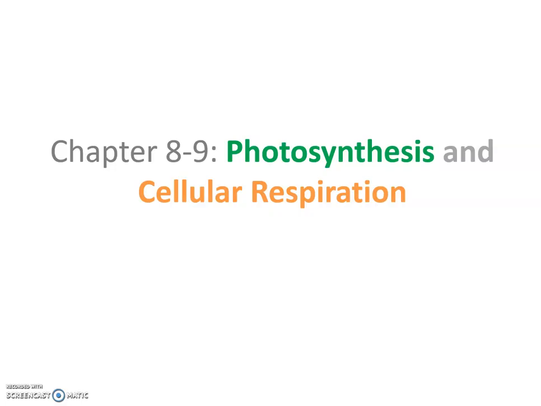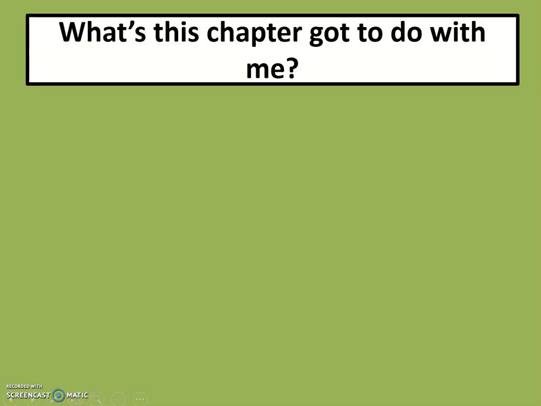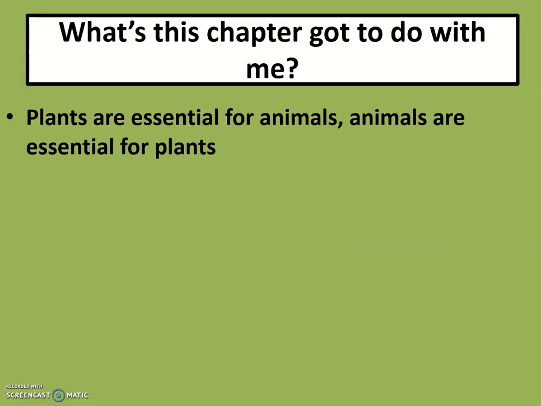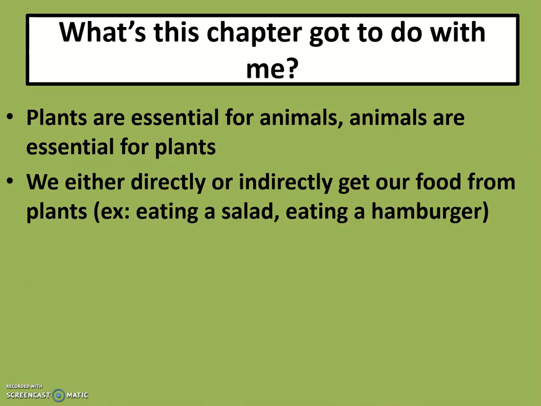And so we're going to talk about the different words that are associated with photosynthesis. So let's go ahead and get started. First of all, we want to know, what does this chapter have to do with me? So first of all, plants are essential for animals, and animals are essential for plants. Those of you that know about basic ecology, we know that this has to strike a balance in order for them to coexist. We either directly or indirectly get our food from plants.